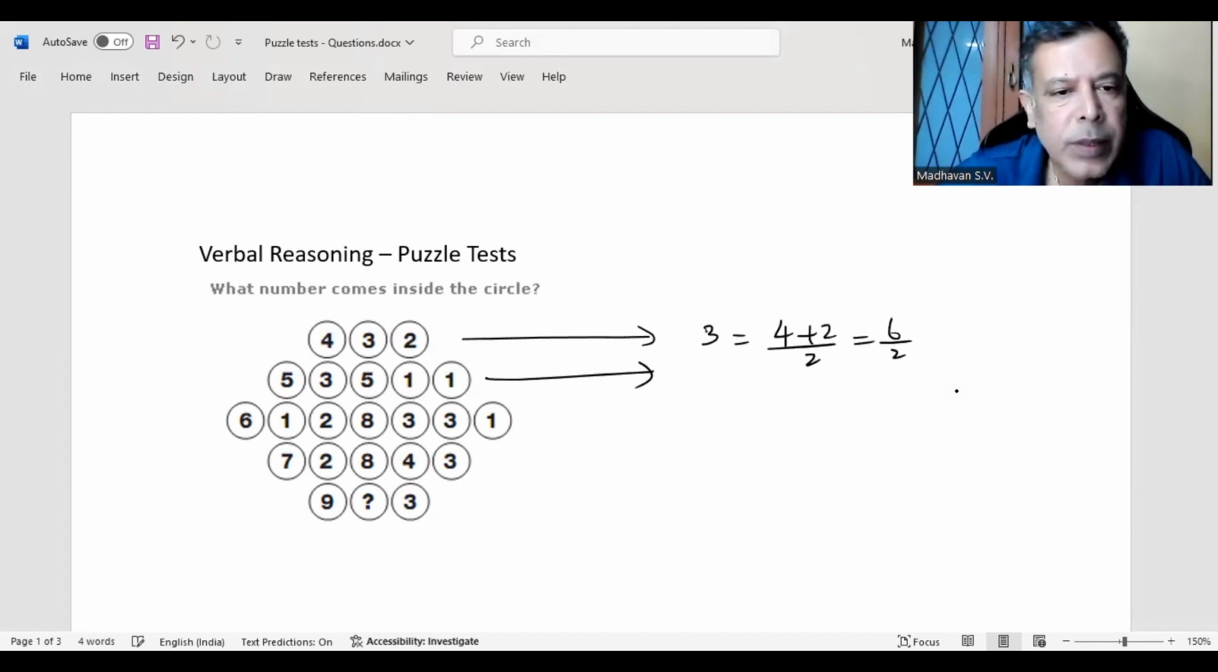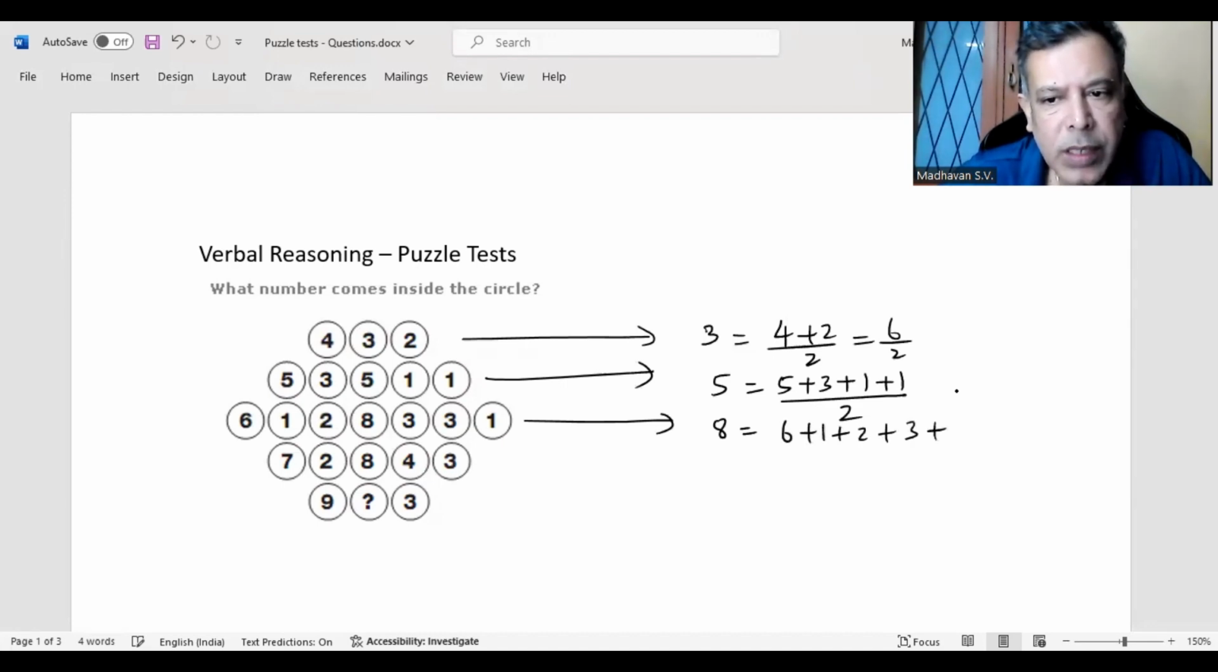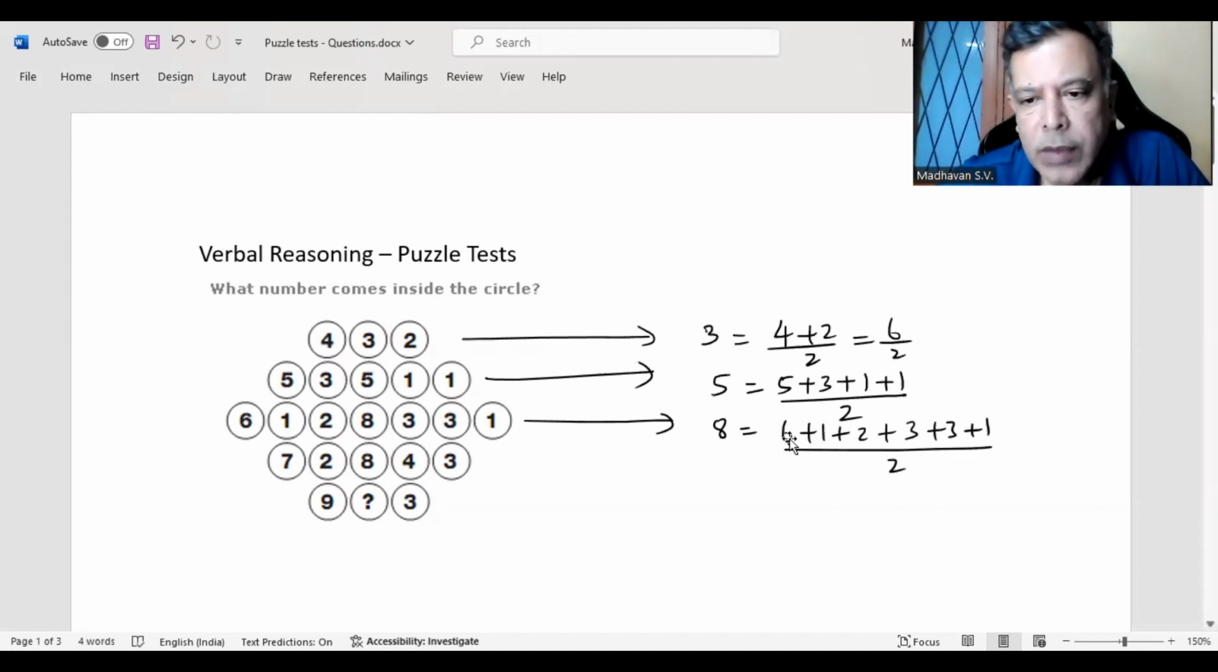Same way here, the middle number is 5. If I add all those other numbers, 5 plus 3 plus 1 plus 1, we may get 8 plus 2, 10 divided by 2. We get that 5. Same way, here the middle number is 8. It is nothing but sum of all the numbers, that is 6 plus 1 plus 2 plus 3 plus 3 plus 1 divided by 2. Let us see that. 7, 9, 12, 15, 16. 16 by 2 is 8.